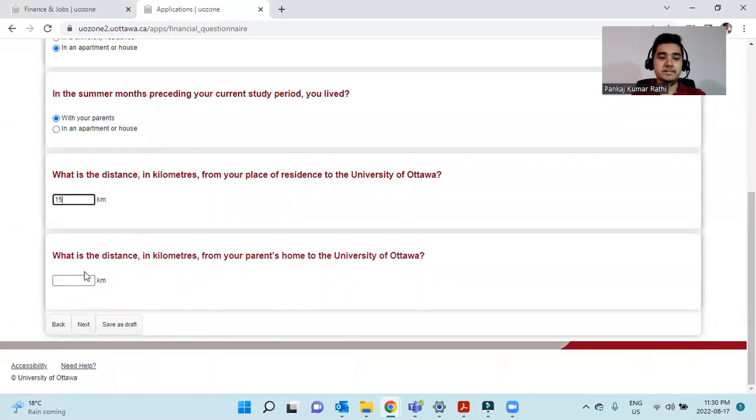The next, what is the distance in kilometers from your parents' house to University of Ottawa? If you're an international student, the distance is usually very high in terms of kilometers, and the maximum range that this field allows is 9,999. For all the international students, the distance in kilometers is usually more, so you can mention that. If your parents are living in Canada, just mention the distance in kilometers with respect to University of Ottawa. Just a second.